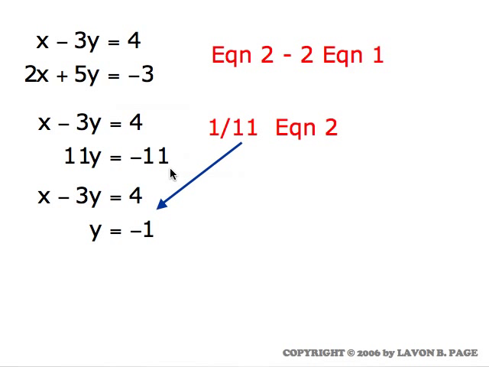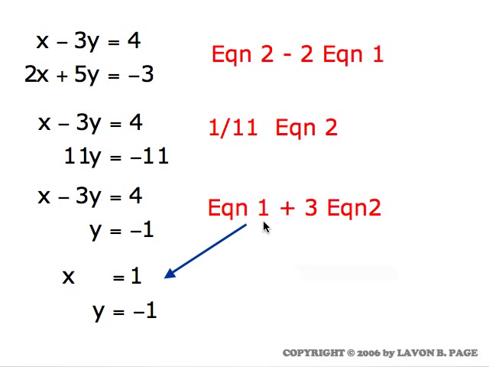The next step I'm going to do, and I'm not explaining now why I'm doing these steps, just follow the arithmetic, is just to multiply equation 2 times 1 over 11. 11y becomes y, minus 11 when multiplied by 1/11 becomes minus 1.